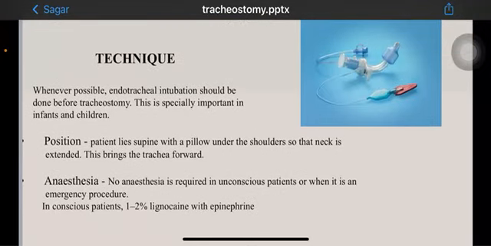Technique: whenever possible, endotracheal intubation should be done before tracheostomy, especially important in infants and children. Position: patient lies supine with a pillow under the shoulders so that the neck is extended. This brings the trachea forward. Anesthesia: no anesthesia is required in unconscious patients or when it is an emergency procedure. In conscious patients, 1 to 2% lignocaine with epinephrine is given.